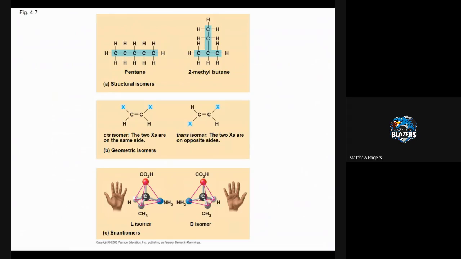This is kind of a look here. Okay. So this is structural isomers. This is pentane, and this is 2-methylbutane. 2-methylbutane is what they put in lighters. They also put butane in it, but 2-methylbutane lasts longer.